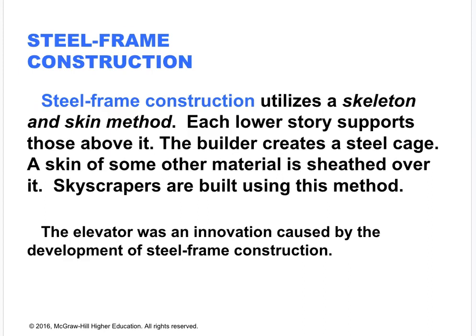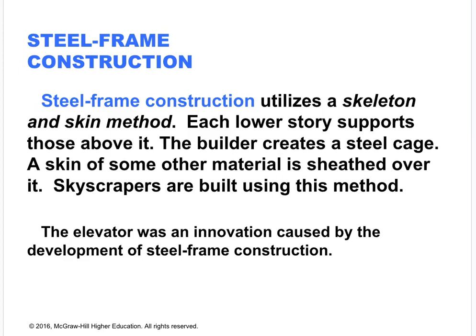Okay, steel frame construction utilizes a skeleton and skin also. Each lower story supports those above it. The builder creates a steel cage, a skin of some other material is sheathed over it, and skyscrapers are this method. The innovation of using steel as the frame is the big reason these can be so tall. Iron is a lot heavier, and so not able to get the height with iron as with steel. With this steel frame construction, you had to have elevators, right? So that was an innovation caused by this development.